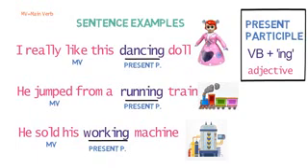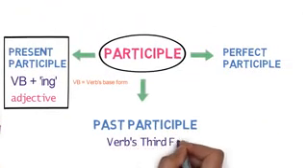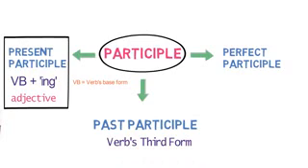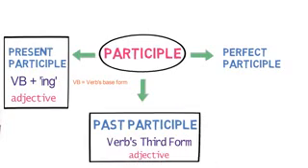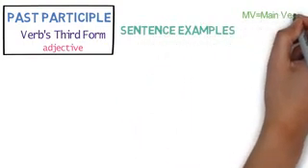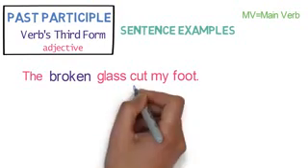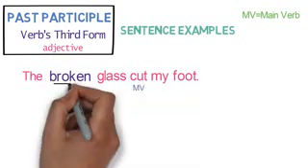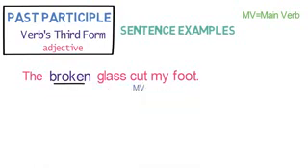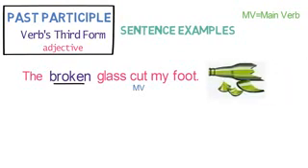Let's look into past participles. Past participle is created by using verb's third form and functions as adjective in the sentence. Let's look into sentence example of past participle. The broken glass cut my foot. Here, the main verb is cut and broken is secondary verb in verb's third form. As it is describing glass, it functions as adjective in the sentence. And so, it behaves as a past participle in the sentence.